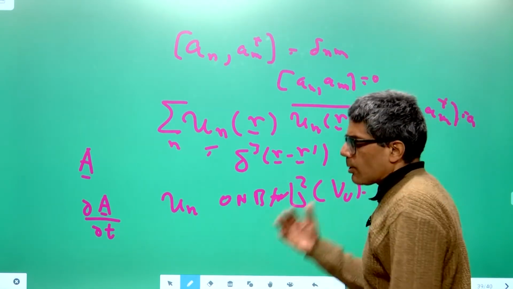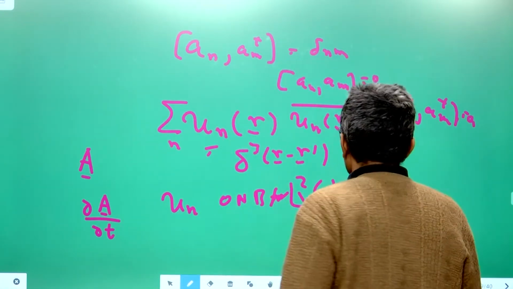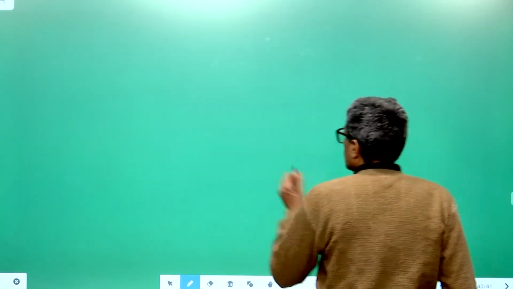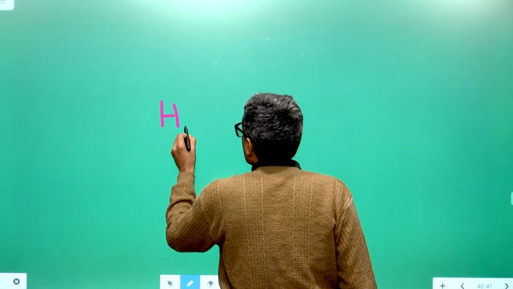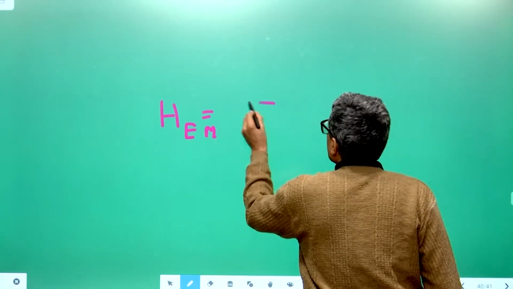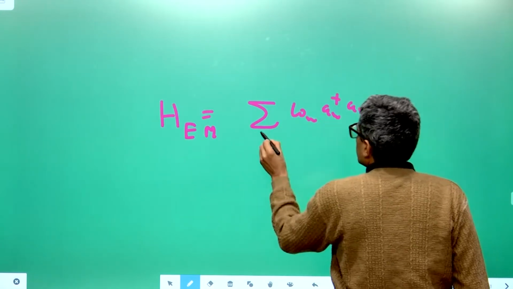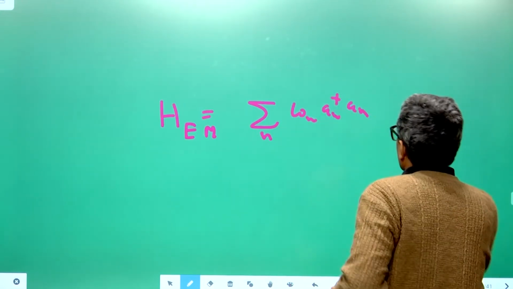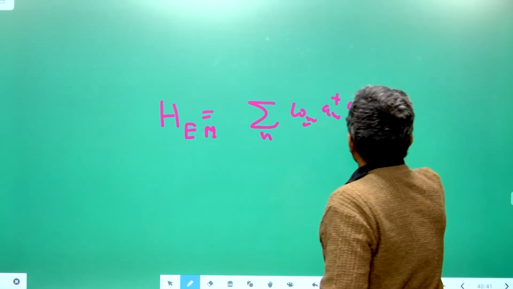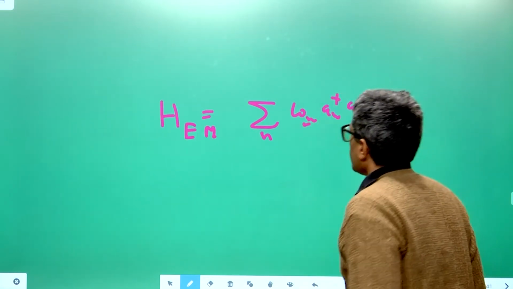So you are able to represent the entire electromagnetic field within the cavity as a sequence of independent harmonic oscillators. So the electromagnetic field Hamiltonian becomes simply summation omega n an dagger an, where these omega n are characteristic frequencies of oscillation, and these are the annihilation operators an and the creation operators an dagger.